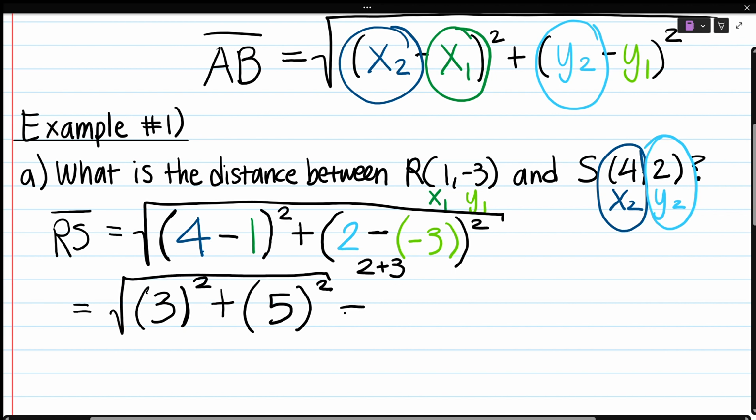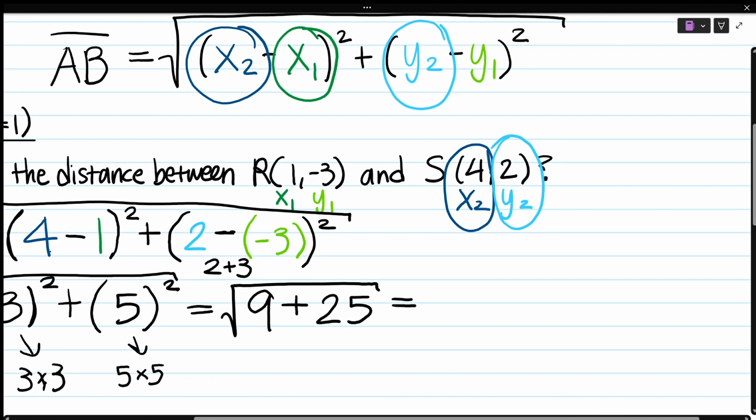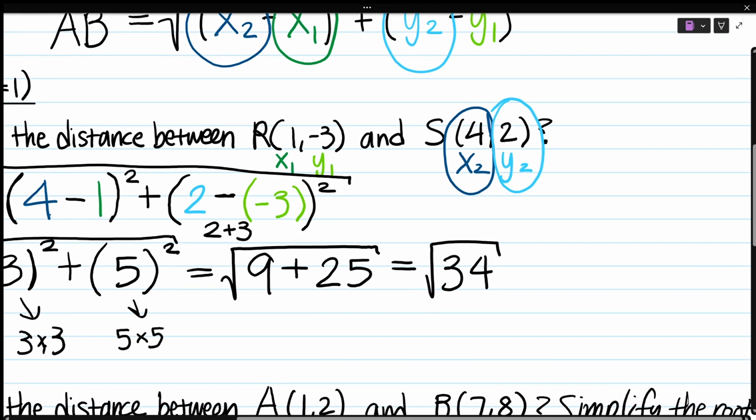Now we know that 3 squared is 9. We know that 5 squared is 25. Remember, 3 squared is the same thing as 3 times 3, and 5 squared is the same thing as 5 times 5. 9 plus 25, that is 34. And that's it. That is the distance formula.